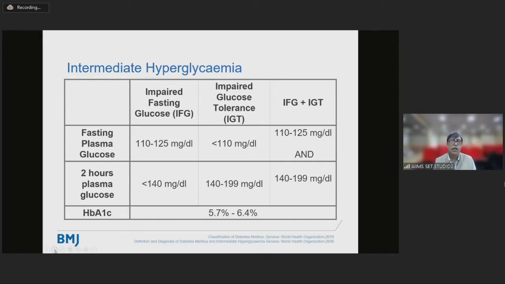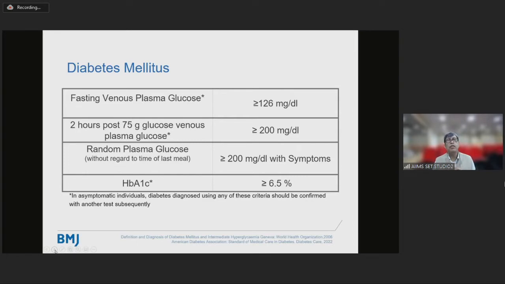The WHO till now has not been terribly enthusiastic to use an A1C range for diagnosis of intermediate hyperglycemia. They're happy for A1C to be used to diagnose diabetes, but not the halfway situation. Diabetes mellitus is diagnosed based on a fasting plasma glucose of more than or equal to 126. So 126 is abnormal, or a 2-hour post 75-gram glucose, venous glucose value of more than or equal to 200, which is also the cutoff for random glucose.